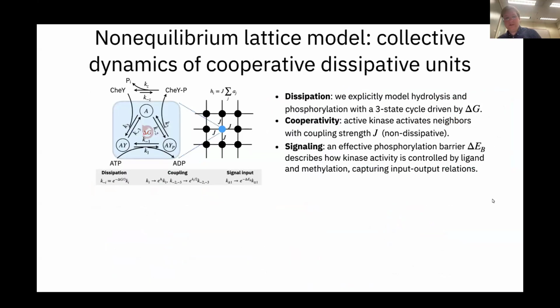Okay, so we wanted to develop a minimal non-equilibrium extended lattice model for the system to understand these dynamics and also their implications for signal processing. There's three core components to the model. We have a lattice of many nodes, and each is driven out of equilibrium. So there's dissipation. For simplicity, we've taken just a 3-state cycle, and there's dissipative driving that tends to push the system counterclockwise through the cycle. And this is roughly set up in analogy to the CheY binding and phosphorylation cycle that's driven by the kinase in the system.